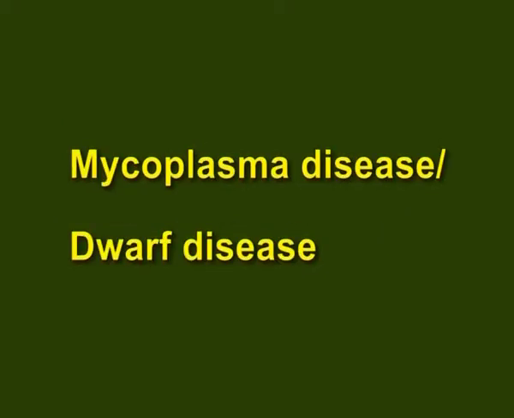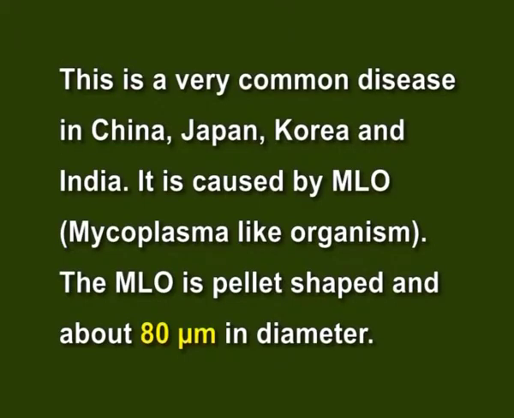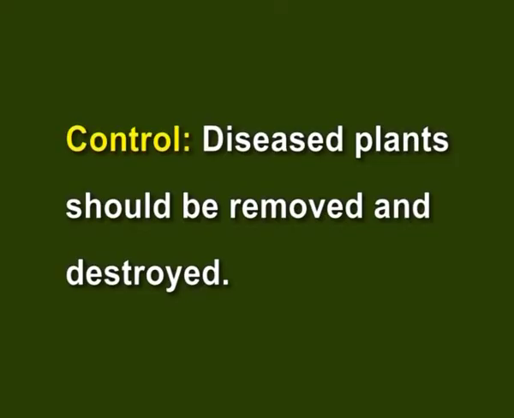Mycoplasma disease or dwarf disease. This is a very common disease in China, Japan, Korea and India. It is caused by MLO, mycoplasma-like organism. The MLO is pellet-shaped and about 80 nanometer in diameter. The infected plants become extremely stunted. Leaves become crumpled, extremely small and lose green color. The shoots become extremely slender and small with shortened internodes. This disease reduces approximately 70% of leaf yield during its epidemic condition. Control: diseased plants should be removed and destroyed.